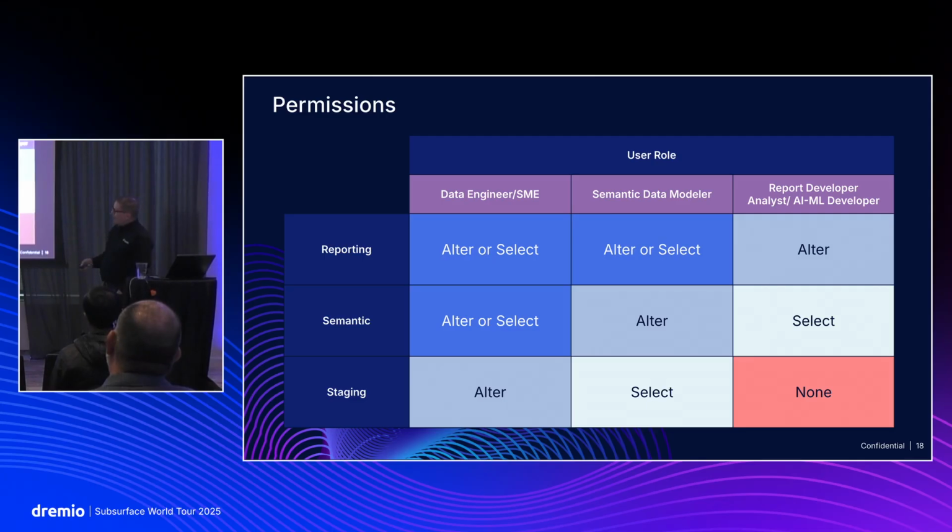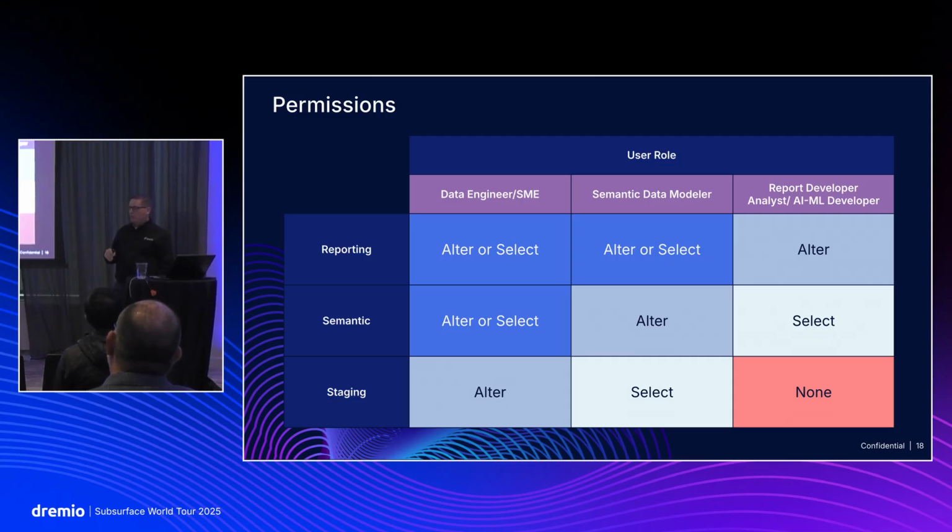So those folks that are more technical, that need access to the physical layers and those at a lower level, would have, say, alter privilege on that staging layer, but not everyone needs to have that access, right? Usually the subject matter experts and data modelers might just have select privilege on that particular level, or maybe even less.